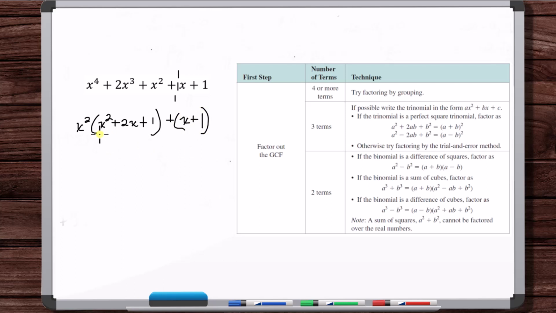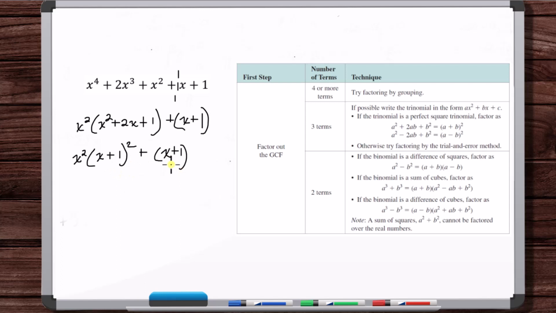All right, so now we need to factor this. There's no greatest common factor, 3 terms. Is it a perfect square trinomial? Well, okay, x squared, the square root of that is x, the square root of 1 is 1. 2 times x times 1 is 2x. Yes, this is a perfect square trinomial. So we can write this as x squared, and then we had x and 1. Okay?